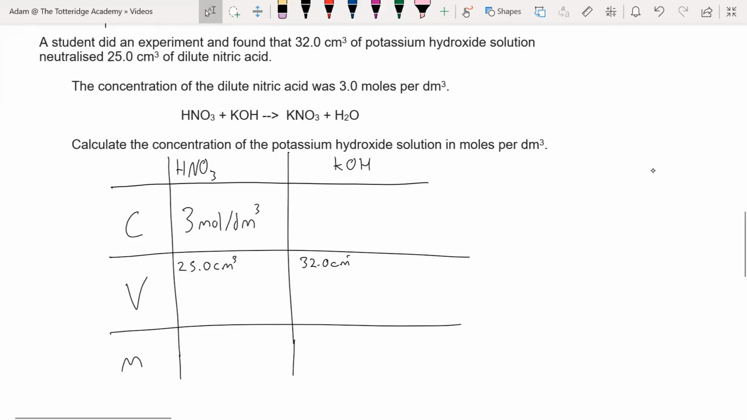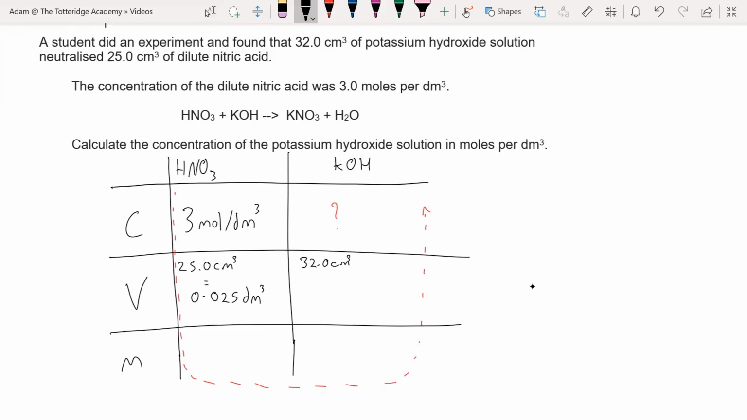Now I'm going to go around the houses like I did last time: from there, around here, and then up there. Of course, this is our question mark. That's what we're trying to work out, that's my target. First thing I'd like you to do is convert this to dm³. I'm hoping you got 0.025 dm³.